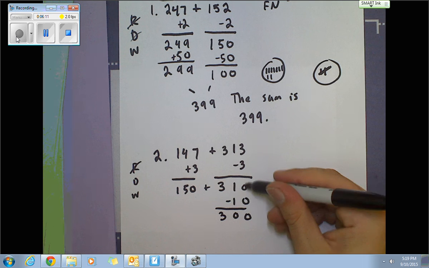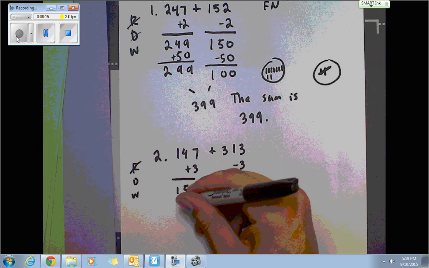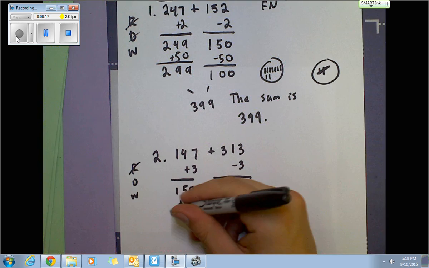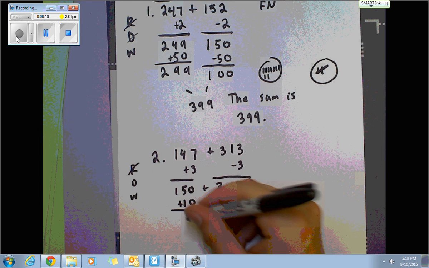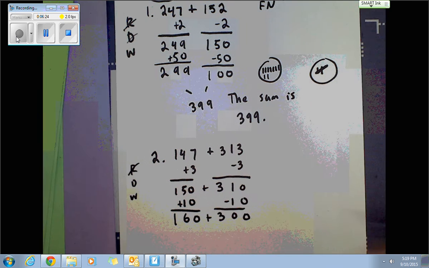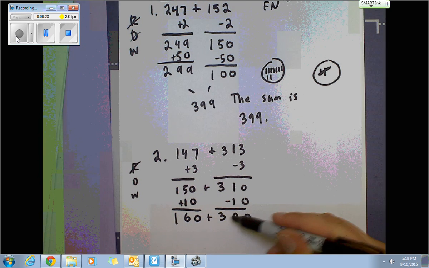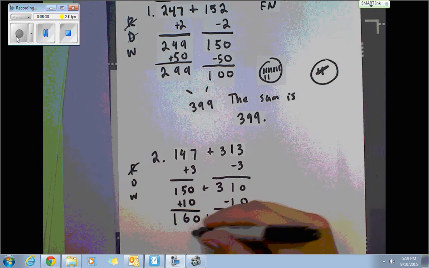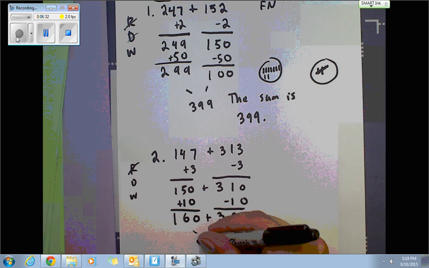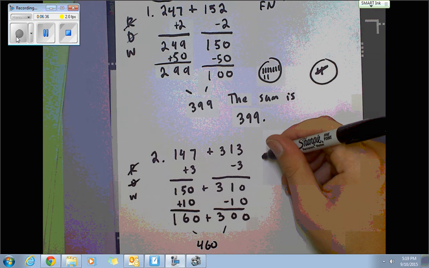Now, since I'm reducing this one by 10, to keep my sum the same, I have to increase this one by 10. So I'm going to add 10 to 150. When I do that, I end up with 160. Okay, now I can just do the addition in my brain. 300 plus 160, well, 300 plus 100 is 400, 60 more. The sum here is going to be 460. Cross off my draw model, and I can write my answer.